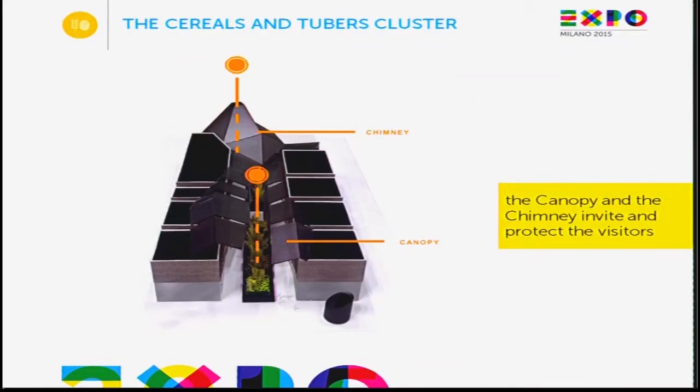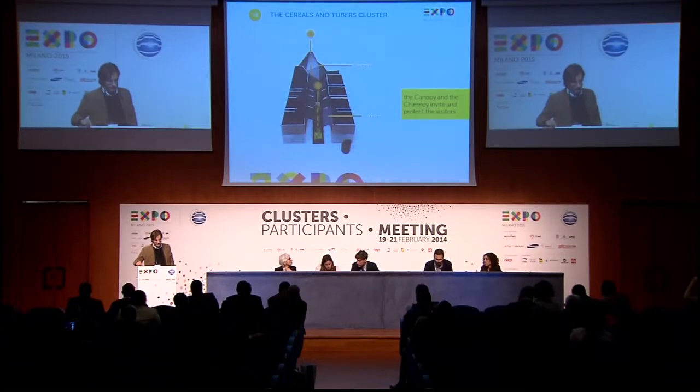And the canopy and the chimney invite to protect the visitors. We gave a big importance to the sunlight under the canopy in the central path in a condition of middle sun and shadow, as I told you before. And in this part we have the cultivation cereals, and the sunlight comes from the sky through the hole of the big chimney and the end of the path.